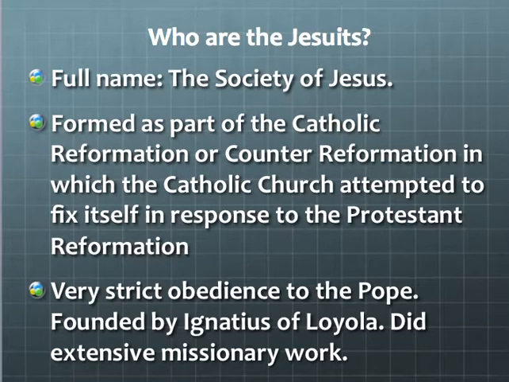All right, who are the Jesuits? The Jesuits are, their full name is the Society of Jesus, and they were formed as part of the Catholic Reformation or Counter-Reformation, in which the Catholic Church looked at Martin Luther's complaints and said, you know what, he might be right about a few of them, and they attempted to fix themselves.